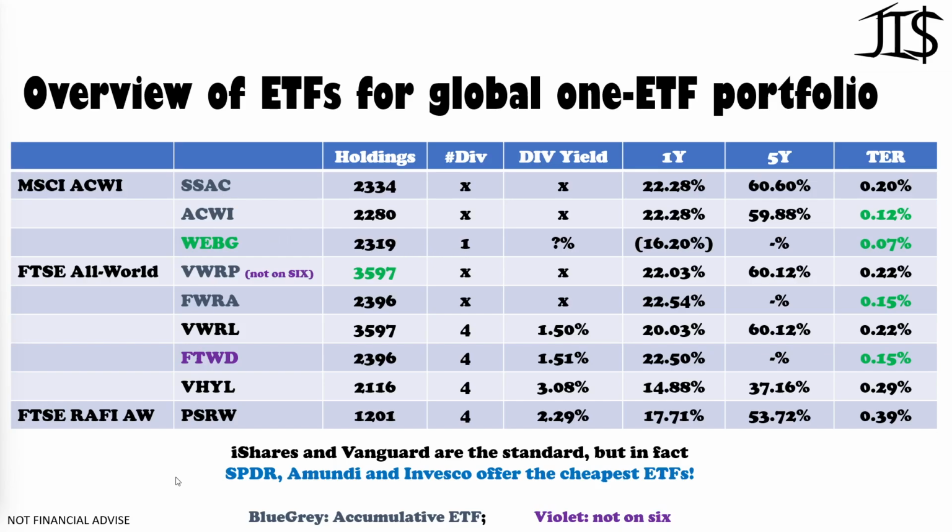but definitely if you look at everything on this overview of ETFs that I mentioned today, WEBG is definitely a great contender. And then you have the FTSE All World ETFs, the VWRP compared to the FWRA, with the total expense ratio being cheaper for Amundi.